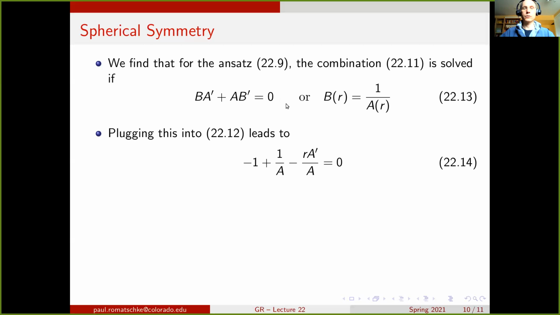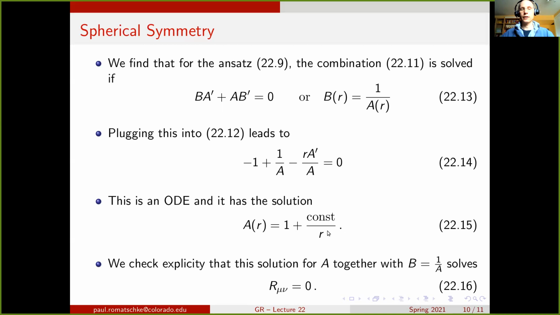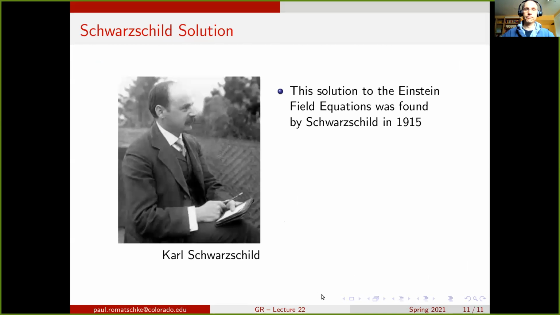If we plug this back into the other set of Einstein field equations, we find a single ordinary differential equation for a that a has to fulfill in order for the metric ansatz to work as a solution of the Einstein field equations. This equation is simple to solve. We find that it has the solution a of r is 1 plus a constant divided by r. If we use this solution together with b is 1 over a in our ansatz for the metric, we can verify explicitly that the resulting Ricci tensor is identically 0 for all components. So this is an explicit solution to the Einstein field equations.